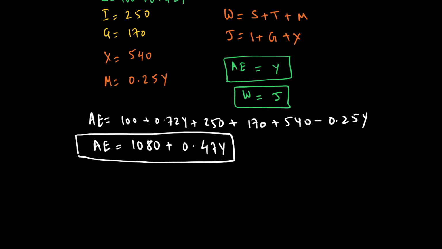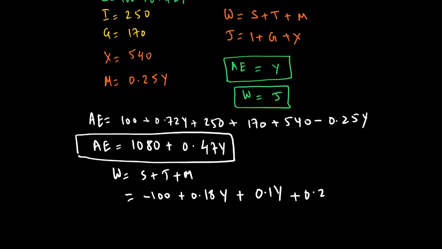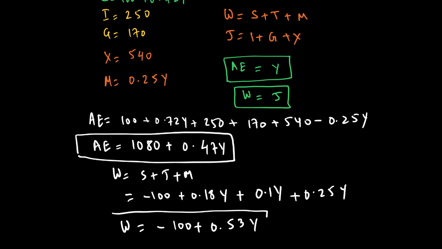And now I can also find out my W equation, which is simply S plus T plus M. My W equation will be basically minus 100 plus 0.18Y plus T is 0.1Y and M is 0.25Y. So if I add all this, my W equation will come out to be minus 100 plus 0.53Y. So I'm going to save that as well, because I'm going to make sure W is equal to J.